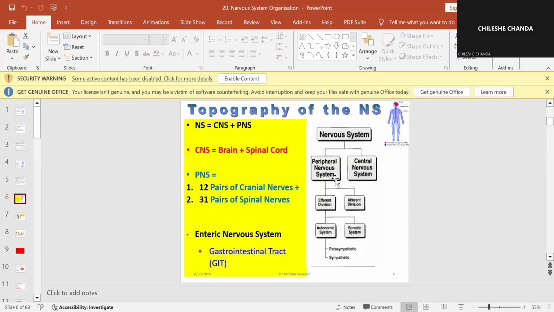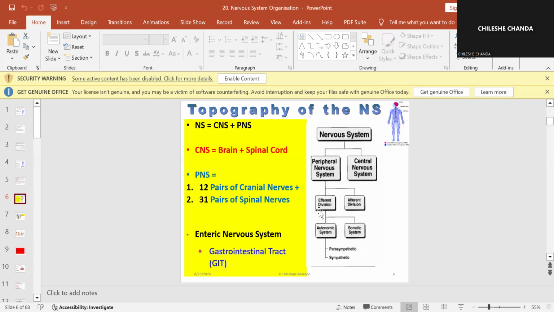Now, the peripheral nervous system is further divided into the efferent division and the afferent division. Like I was saying, the efferent division is responsible for carrying impulses from the central nervous system, meaning from the brain and spinal cord, to the effector organs such as muscles and glands. Then we have the afferent division, which comprises those neurons that bring impulses from the peripheries all the way back to the brain and spinal cord. The afferent neurons are the sensory neurons.